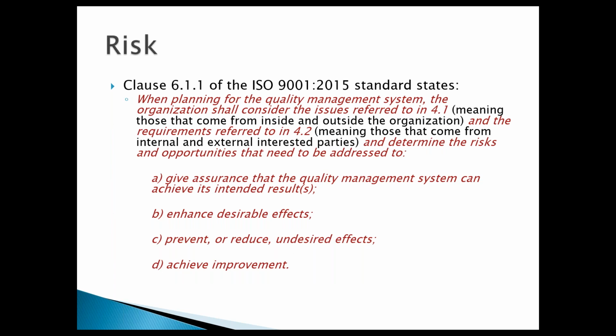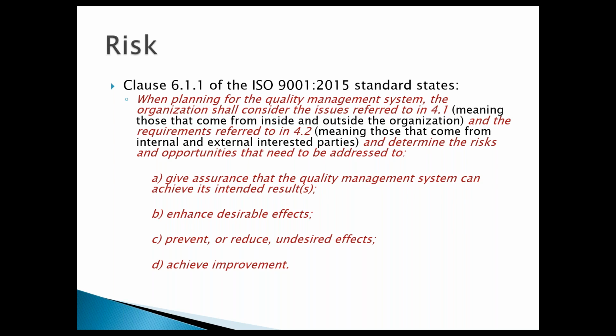Now, the risk requirement is housed primarily in section 6.1. And in the first part, it basically says that when you're planning for your system, you need to consider the issues from 4.1. That means those that come both from inside and outside the organization, and the requirements referred to in 4.2. And that means both the ones coming from internal and external interested parties. And from that analysis, you need to determine risks and opportunities that need to be addressed. And the fact that both terms are discussed is key here.